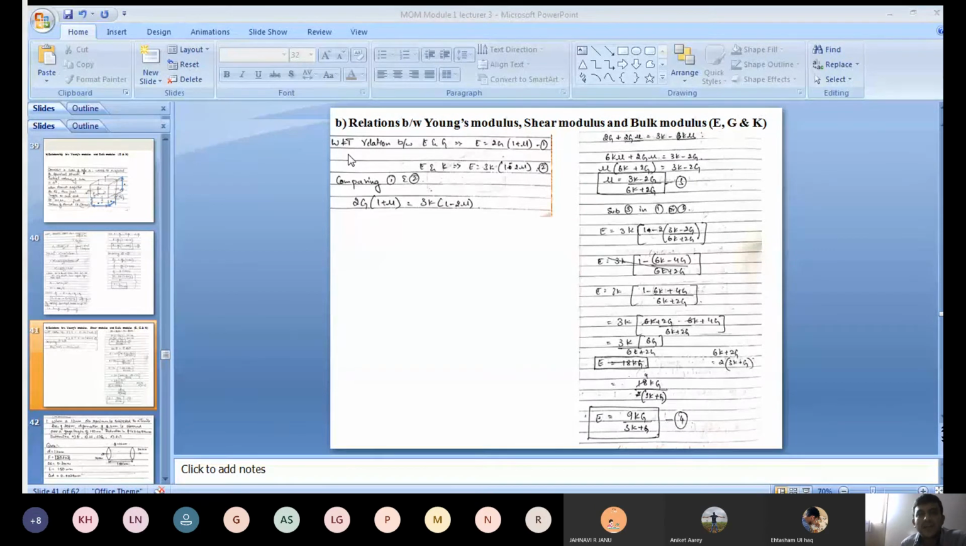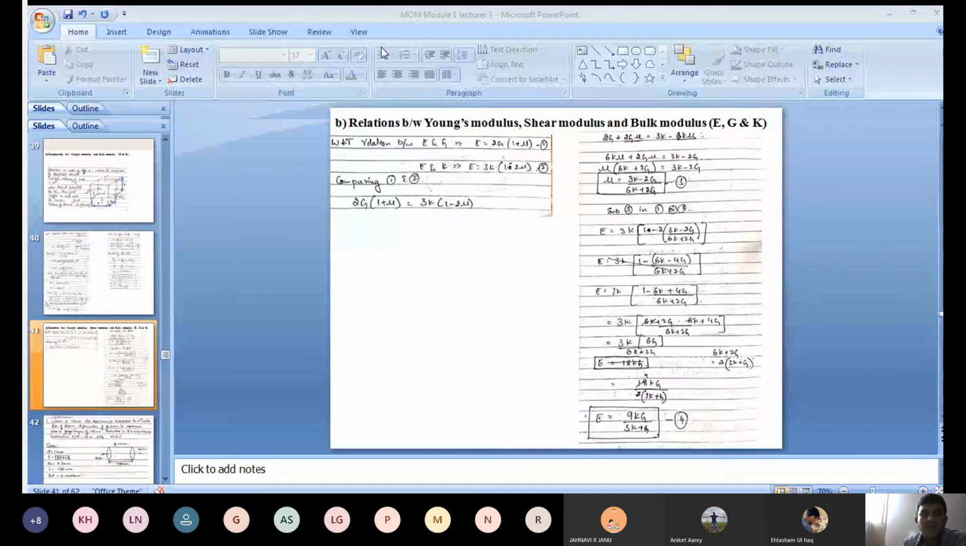But here in the third derivation, the relationship between Young's modulus, shear modulus and bulk modulus: E, G, K and also mu, or E, G and K. For all the elastic constants you can easily find the relation between them. Now we know the relation between Young's modulus and shear modulus, which we call equation number 1, and the relation between Young's modulus and bulk modulus, which you can call equation number 2. Now we'll compare these two equations. Why do you compare here?